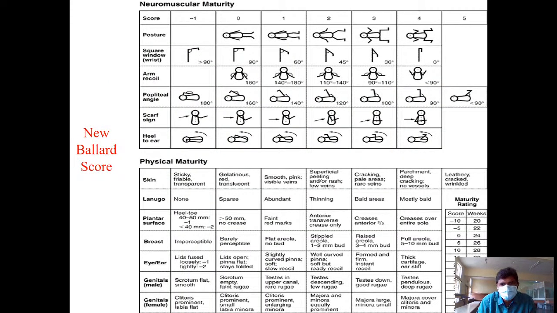So you tick where the preterm child belongs, then you have the score here. And each score corresponds to a particular gestational age. So if you assess the neuromuscular maturity scoring and physical maturity scoring, and the score comes around 30, then the corresponding gestational age is 36 weeks. So you can label that the child is a 36 week gestational age.